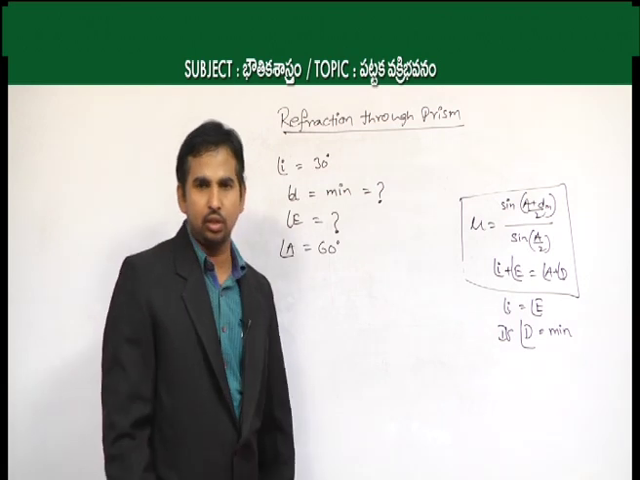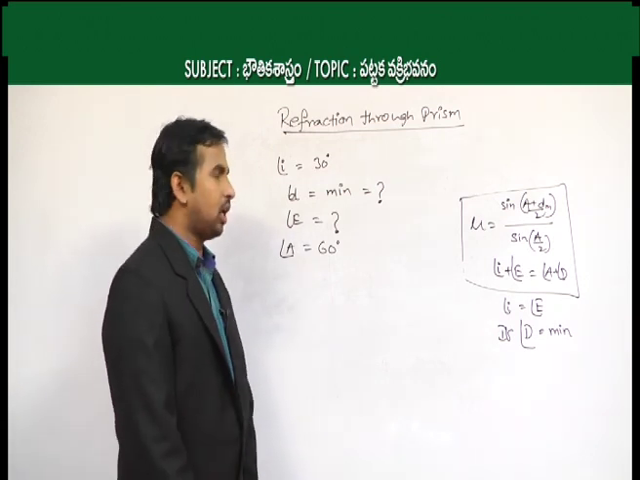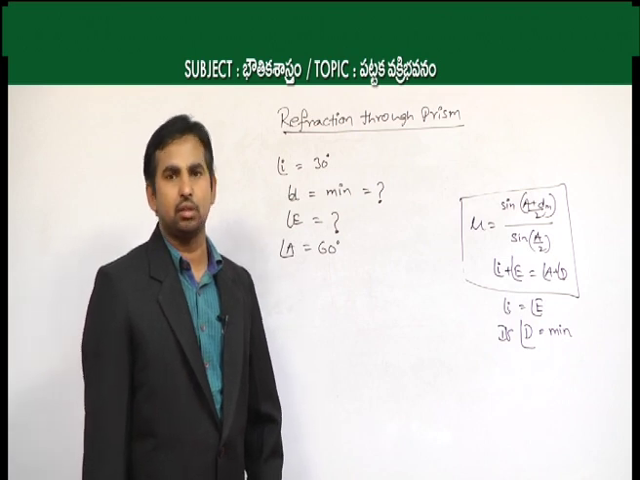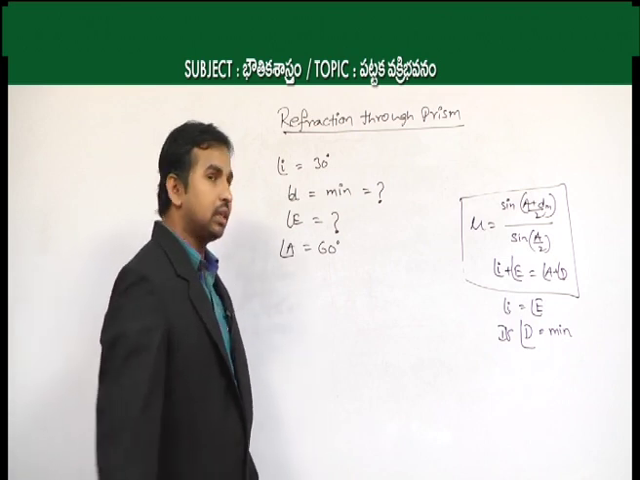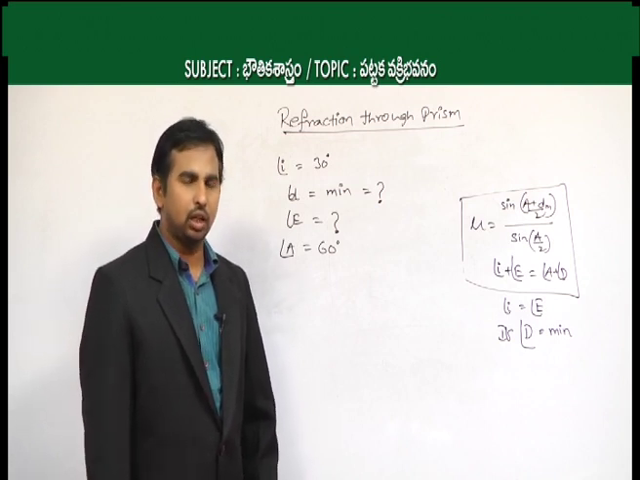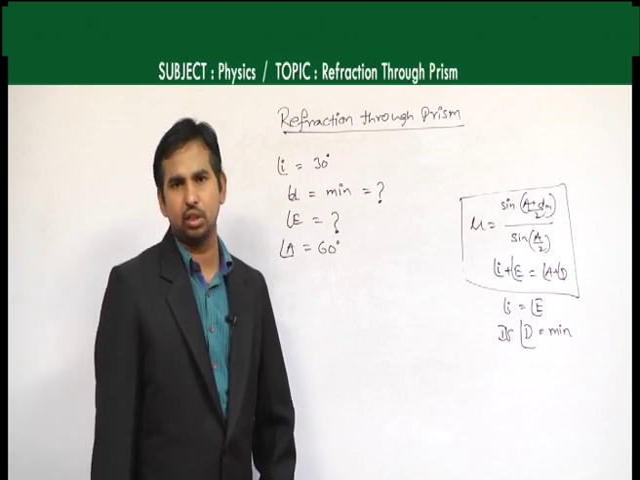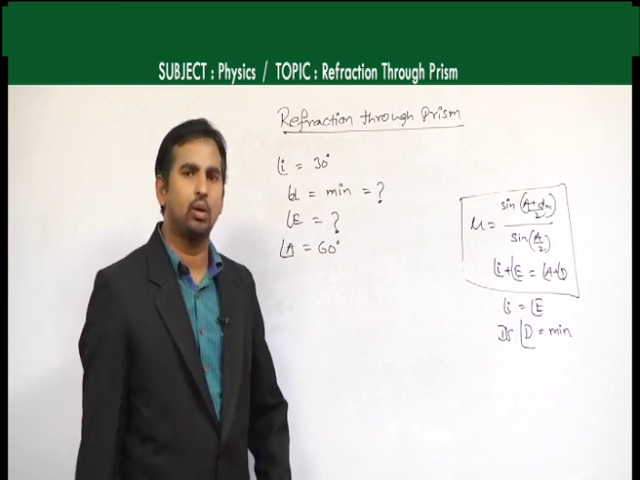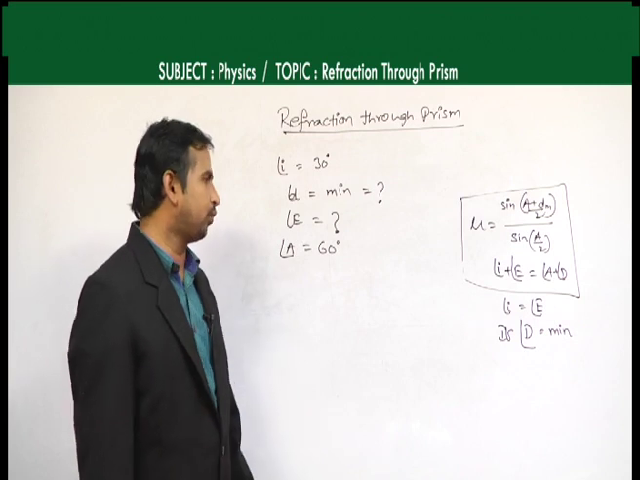Now, the question is, if you are taking an equilateral glass prism having the angle of the prism as 60 degrees, and we are taking the angle of incidence as 30 degrees, so that we get a minimum deviation, then what is the angle of emergence and what is the angle of deviation that we have to find here.